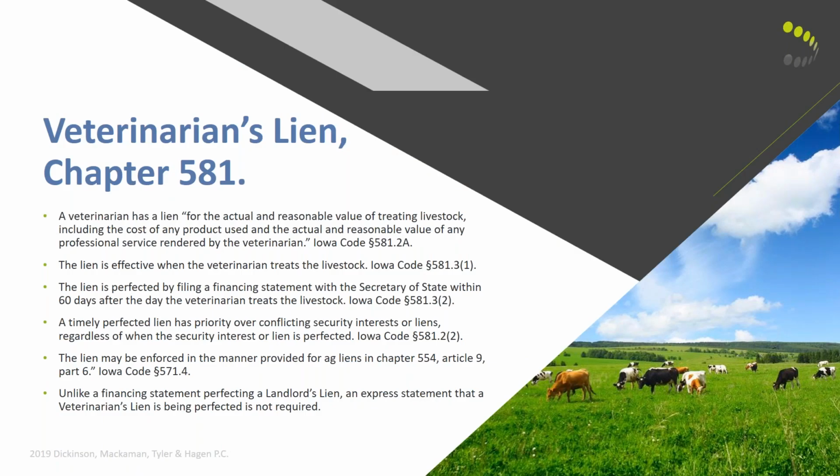The veterinarian's lien is for the services provided by a veterinarian in treating livestock, and it's only for the actual cost of any product used or services rendered. So in theory, the amount of this lien would be relatively small. It becomes effective when the treatment occurs, and it is perfected by filing a financing statement within 60 days after the treatment. And it has priority over conflicting security interests or liens regardless of when they're perfected, enforced by the same code chapter as the other ag liens, and there is no express statement on the financing statement required.